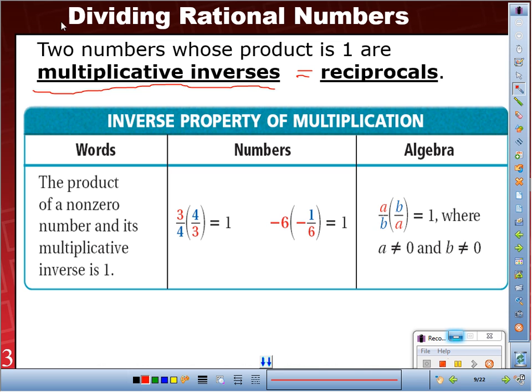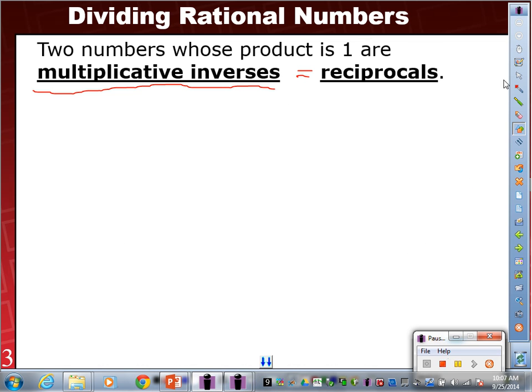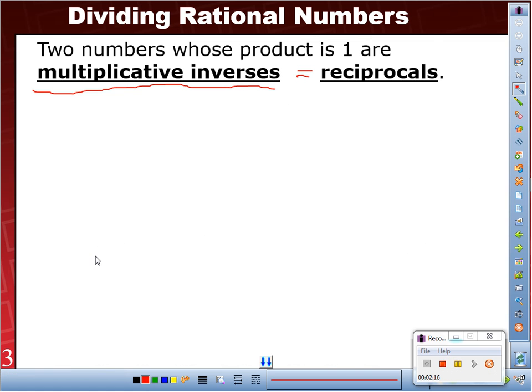And here's the definition: two numbers whose product is 1. Two numbers whose product is 1 are known as what? Multiplicative inverses. And they are equal to what? Reciprocals. So if their product is 1, they are reciprocals, or multiplicative inverses. Okay, copy that. So check this out. What are reciprocals? What are multiplicative inverses?